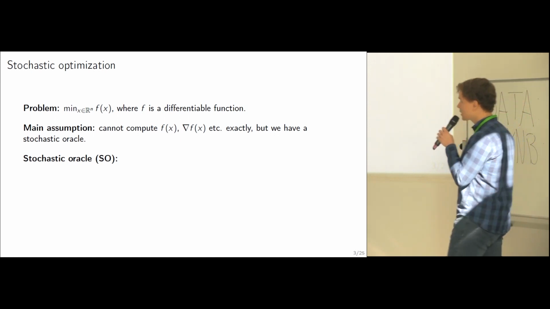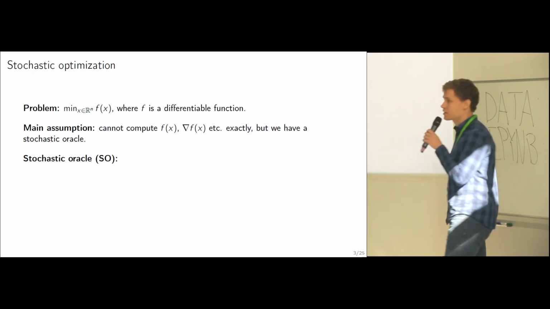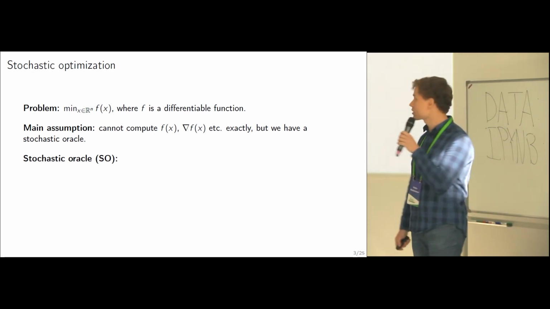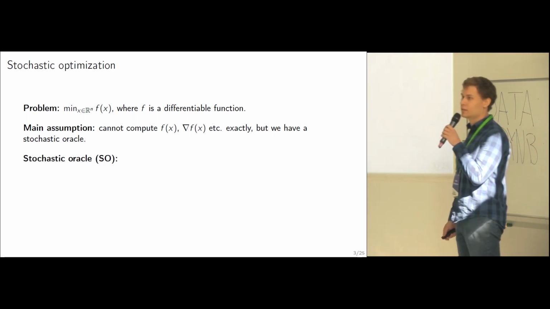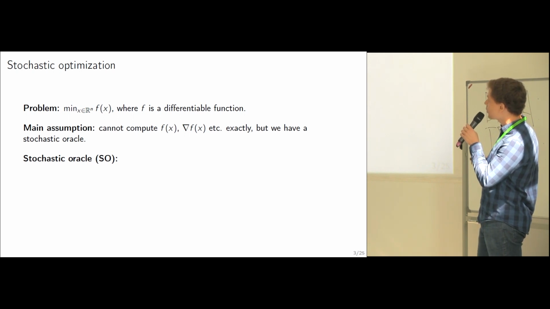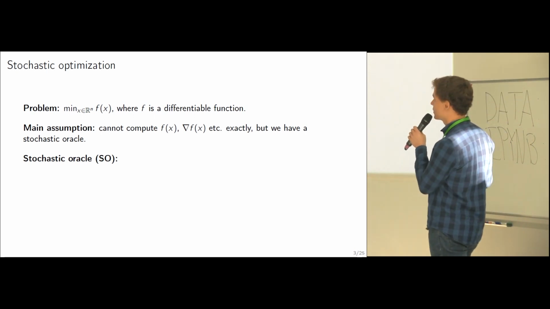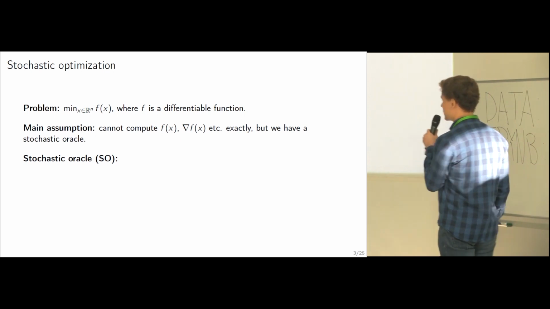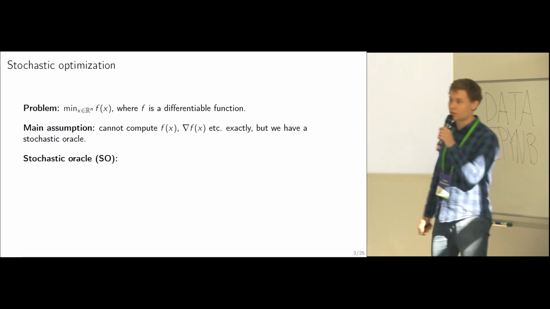What differs stochastic optimization from ordinary optimization is our main assumption. In classical optimization, we assume that we can compute exact values of our function and its exact gradients, etc. But in stochastic optimization, we assume that it is simply not possible. In a minute, we'll see several examples why this may not be possible. But our goal is to solve this problem by having access only to some stochastic unbiased estimates of these quantities. This is usually formalized with the notion called stochastic oracle.